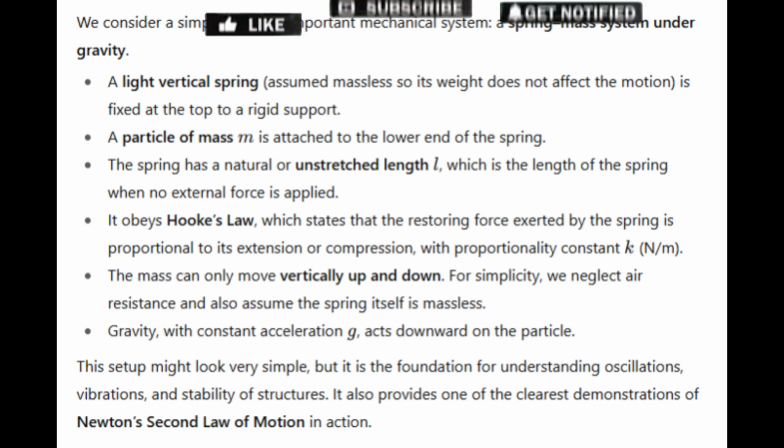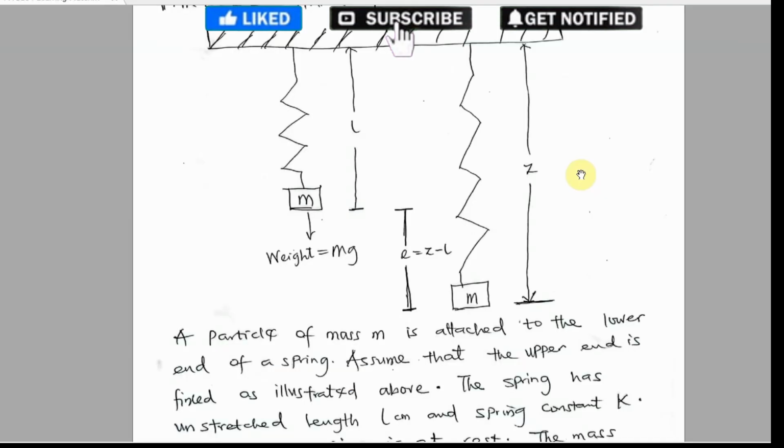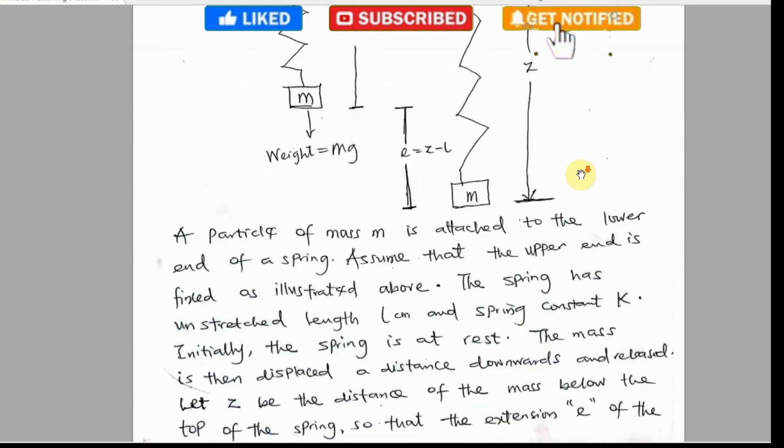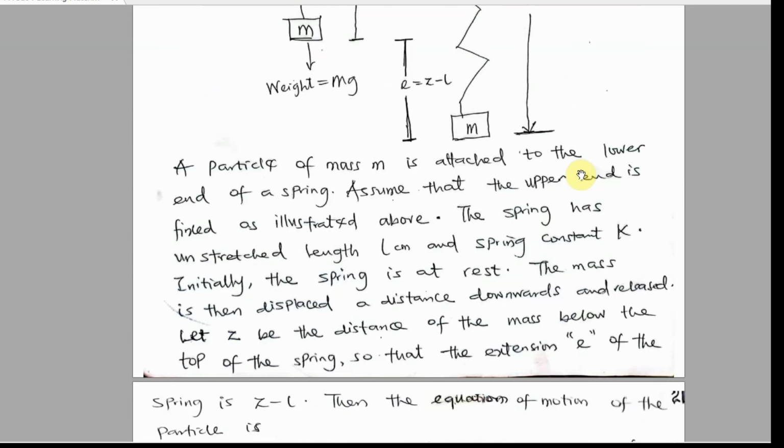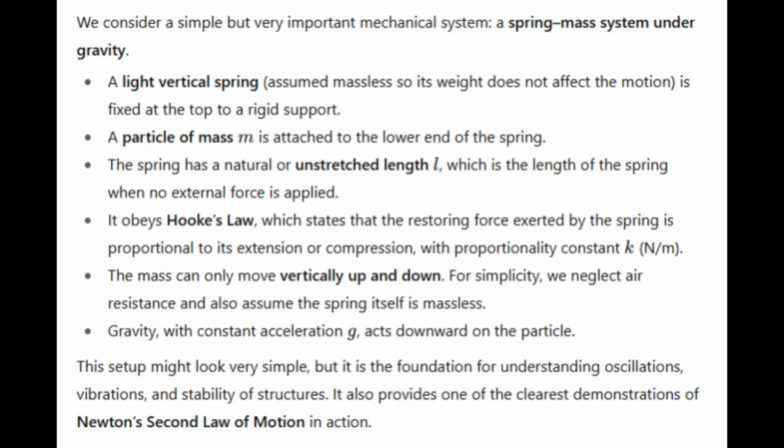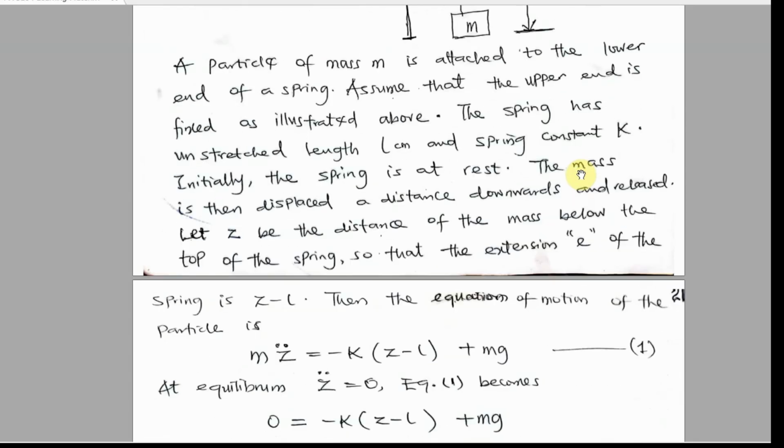The mass can only move vertically up and down. For simplicity, we neglect air resistance and also assume the spring itself is massless. Gravity, with constant acceleration g, acts downward on the particle.